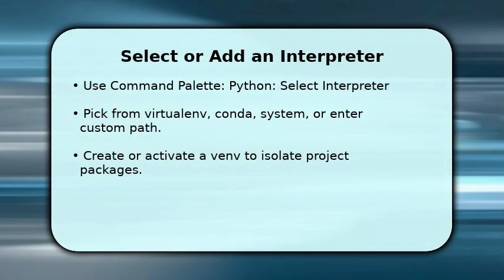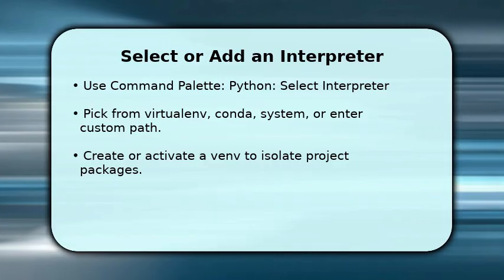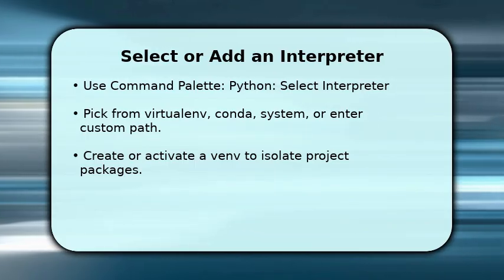Now you'll choose the interpreter. Open the command palette and run Python: Select Interpreter, which lists detected virtualenvs, conda envs, and system installs. Select the one matching your project. If none match, choose Enter Interpreter Path and paste the executable.